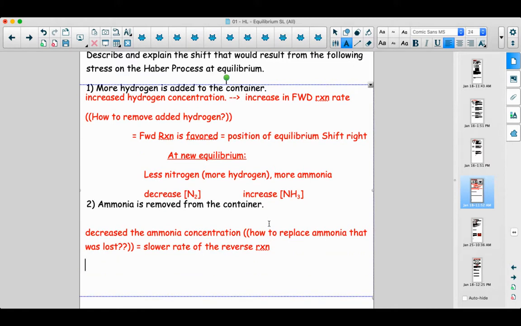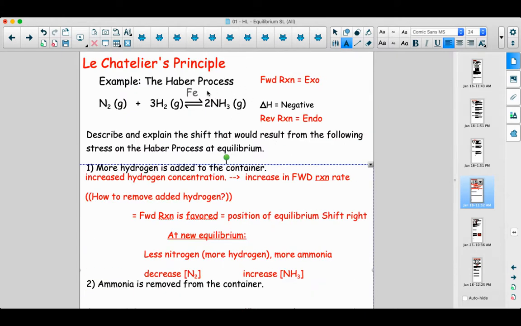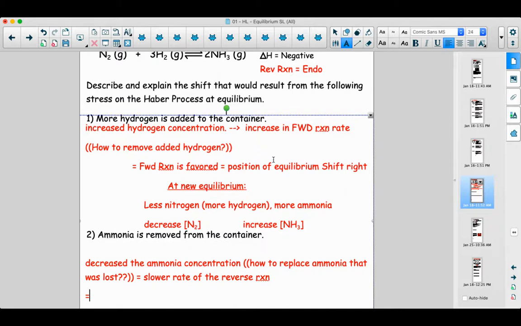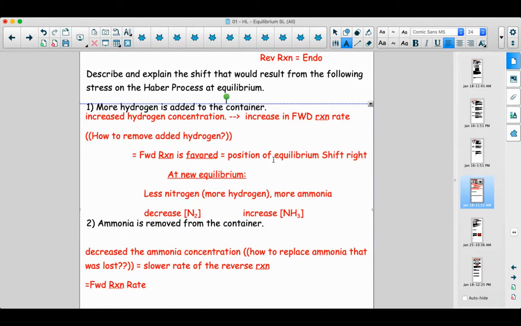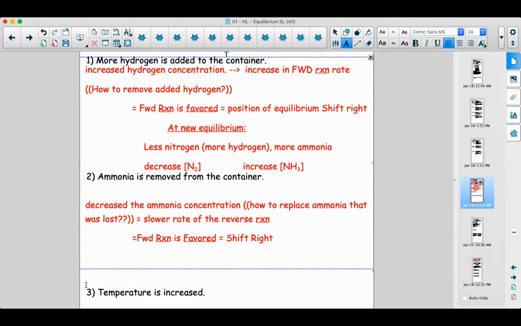In terms of equilibrium language, we would say that by removing ammonia, if you think about it in terms of direction, in order to replace ammonia, the forward reaction has to be favored. So for a while, the forward reaction is favored. And that once again is a shift right. Okay, so we slowed the reverse reaction down. Therefore, the forward reaction is faster than the reverse reaction. So in equilibrium language, we say the forward reaction is favored, or we say there's been a shift right.